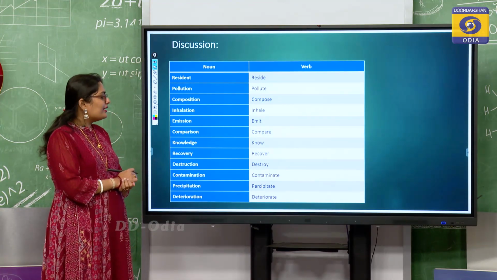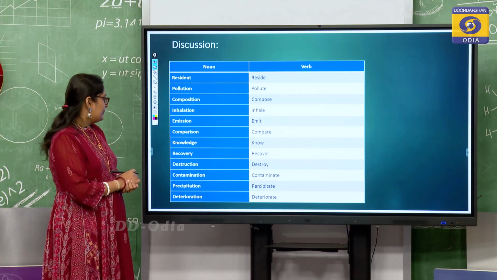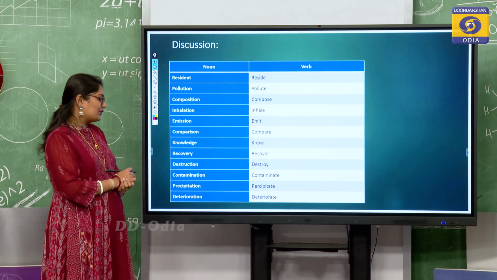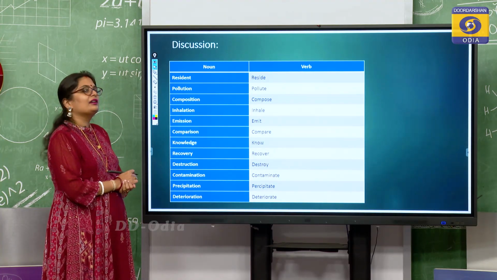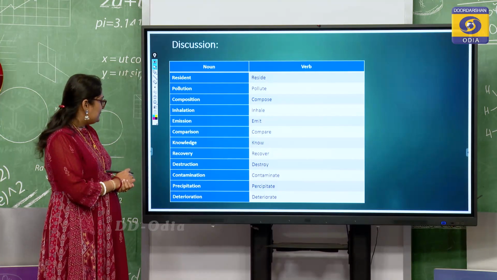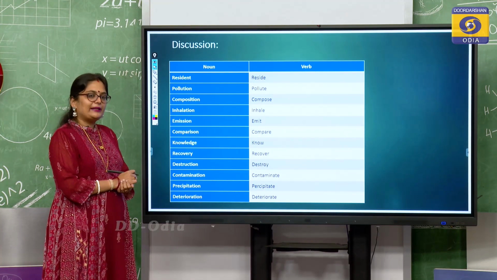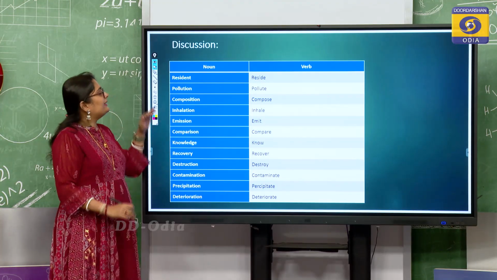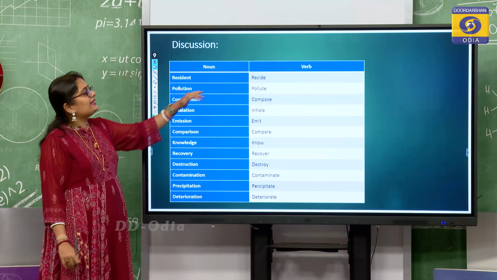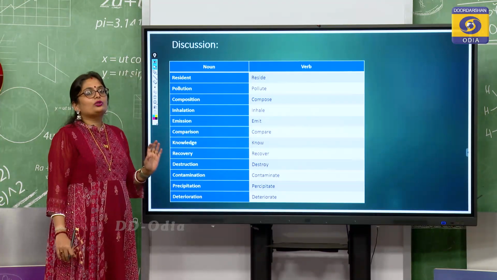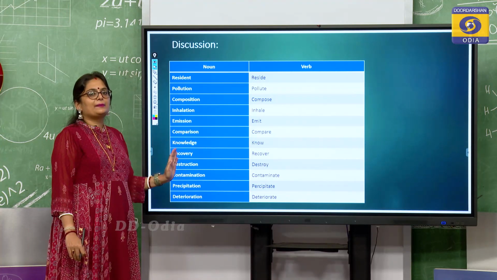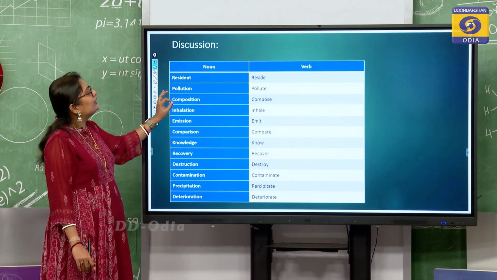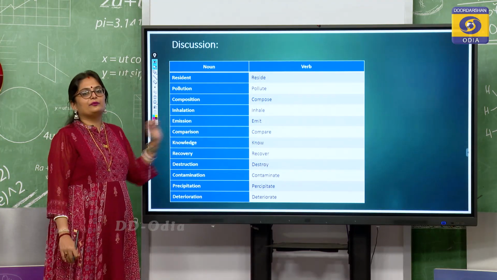compare, knowledge would be know, recovery would be recover, destruction would be destroy, contamination would be contaminate. Similarly, precipitation would be precipitate, deterioration would be deteriorate. So, these are the noun forms and these are the verb expressions. Children, do not go wrong. If you want, you can copy this particular chart in your notebook, but do not go wrong while converting a noun form into a verb form.